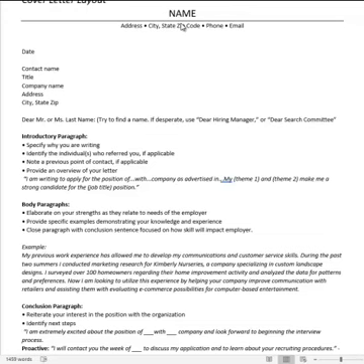So that introductory paragraph: I'm writing to apply for the position of blank with blank company as advertised in blank. My, and then whatever, and whatever, make me a strong candidate for the blank position.